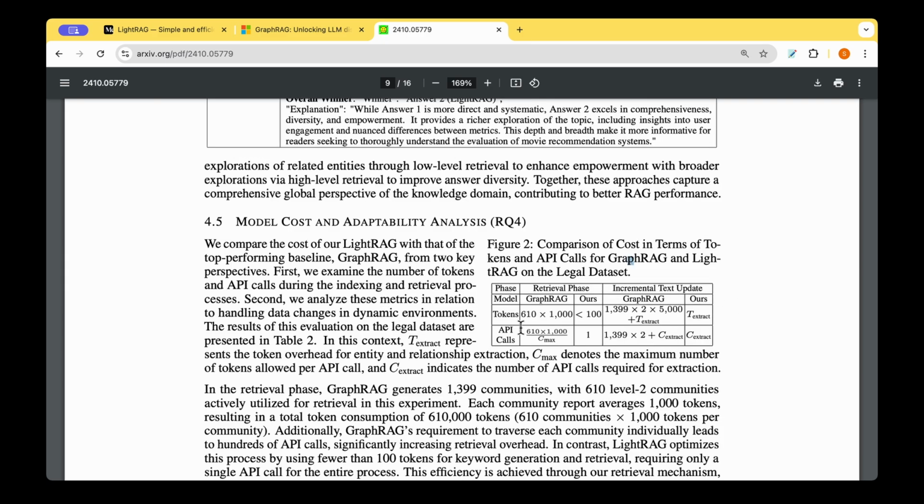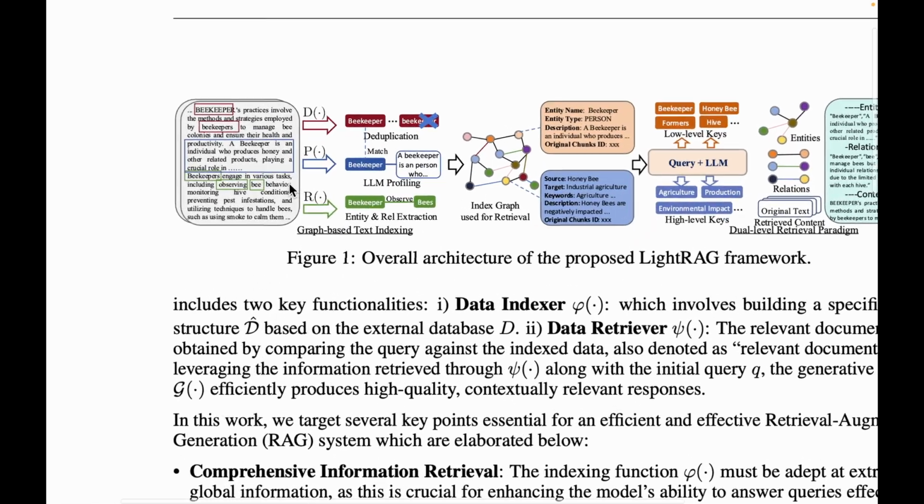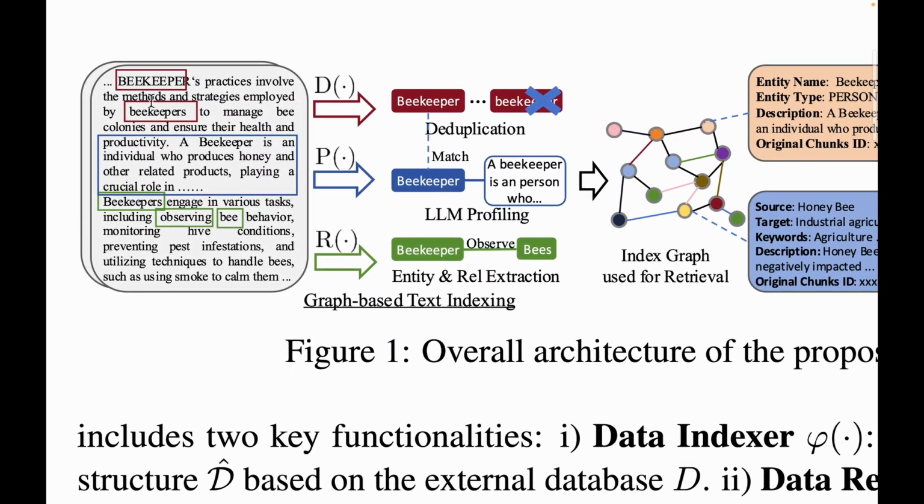But how does LightRAG achieve this feat? LightRAG achieves this feat using two techniques called graph-based text indexing and dual-level retrieval paradigm. So let's look into graph-based text indexing. Let's take an example document about honeybees and beekeepers, etc. First step is that of the entity relationship extraction, which is represented by R here. So this step ensures that simple entities are first extracted from a given document. For example, beekeeper is an entity and bees is an entity, and the relationship between them is observed.